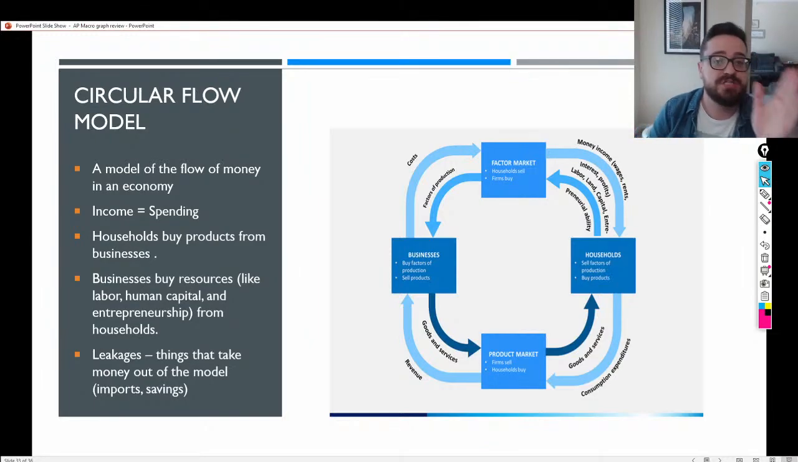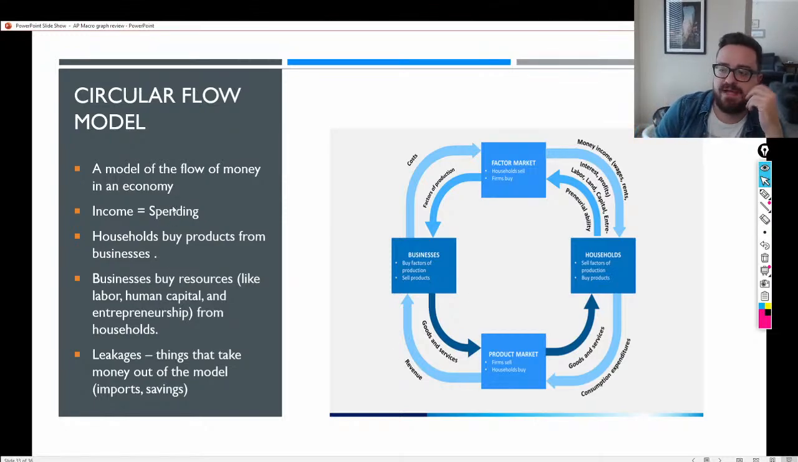Again, you won't have to draw the business cycle. You won't have to draw the circular flow model. They will ask about them, so you do need to know them. I would draw them once in your journal so you have the visual reference of it, so you know what they're talking about, but I wouldn't memorize drawing it, if that makes sense.